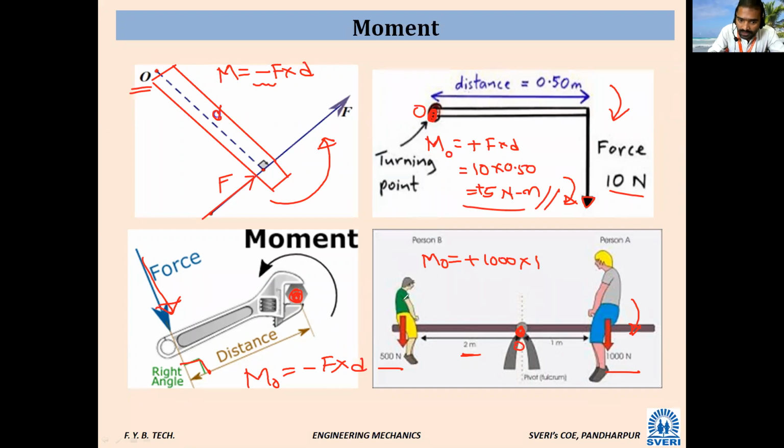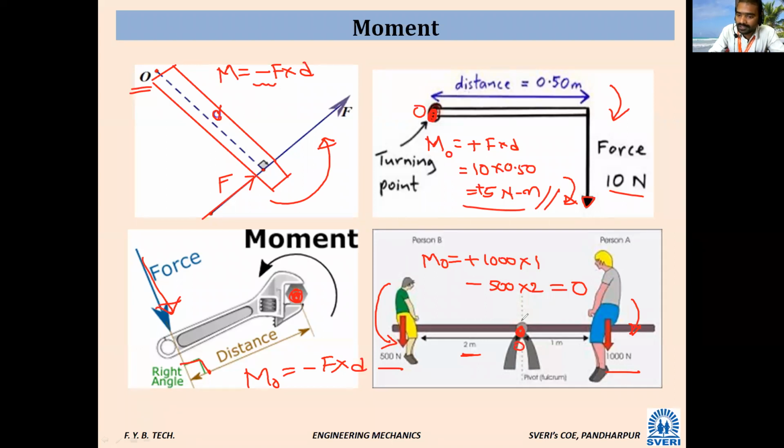Next, the second person. This person's weight acts in the downward direction. Is he producing a clockwise or anti-clockwise moment? Anti-clockwise, so it is minus. How much is the weight? 500 Newton, into 2. So how much is the total net effect? 1000 minus 1000, which is equal to 0. It means it will not rotate. It is equilibrium.